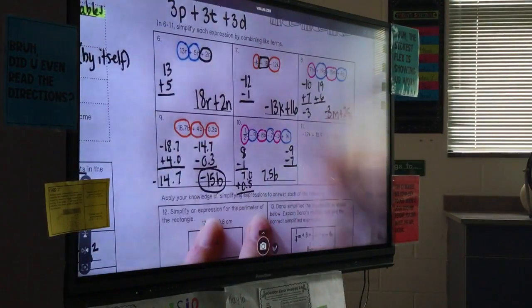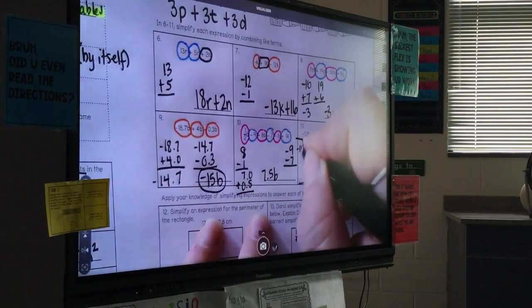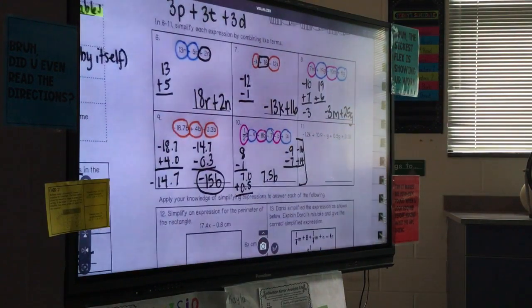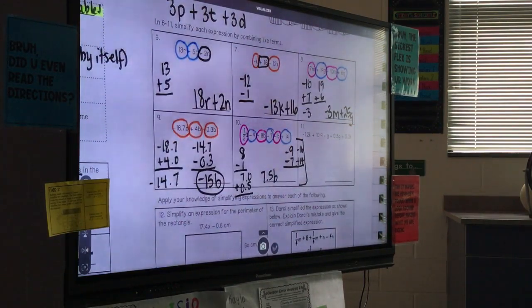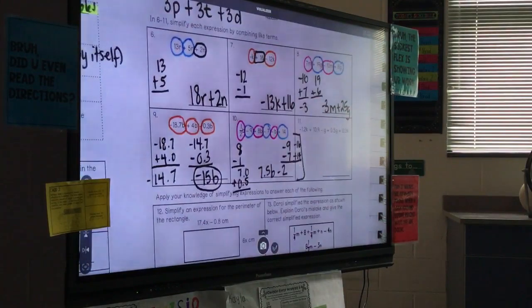I'm gonna have to write over here in this box because I write too big. All right, so negative 16, and then I'm gonna add 14 here. So what is negative 16 plus 14? Negative 2. And again, do you guys understand why?